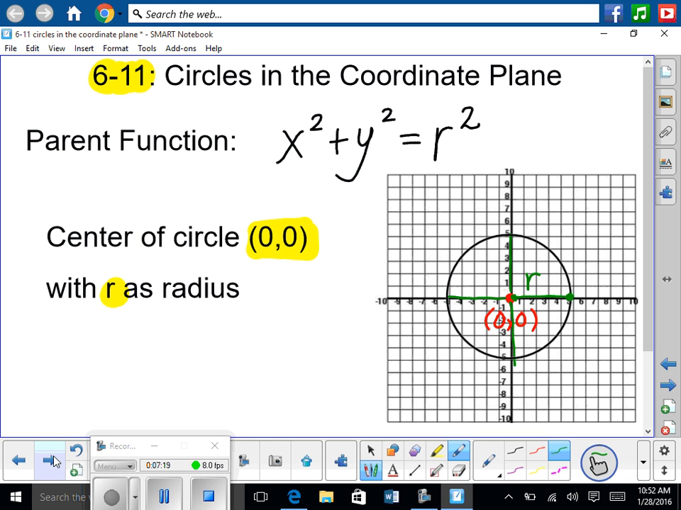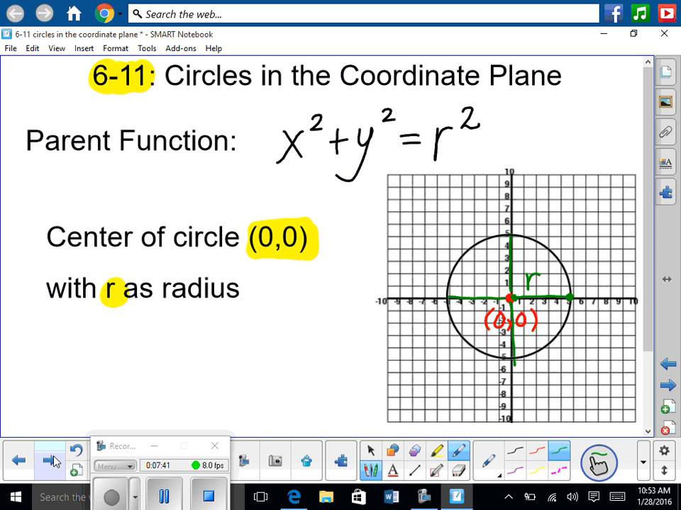So we have x squared plus y squared is equal to the radius squared. Does everybody see the formula here? Or the equation? Okay, so we're just getting familiar with what a circle looks like. I'm not asking you to do anything with this yet. So understand something about a circle. This is the parent function, means non-shifted function.